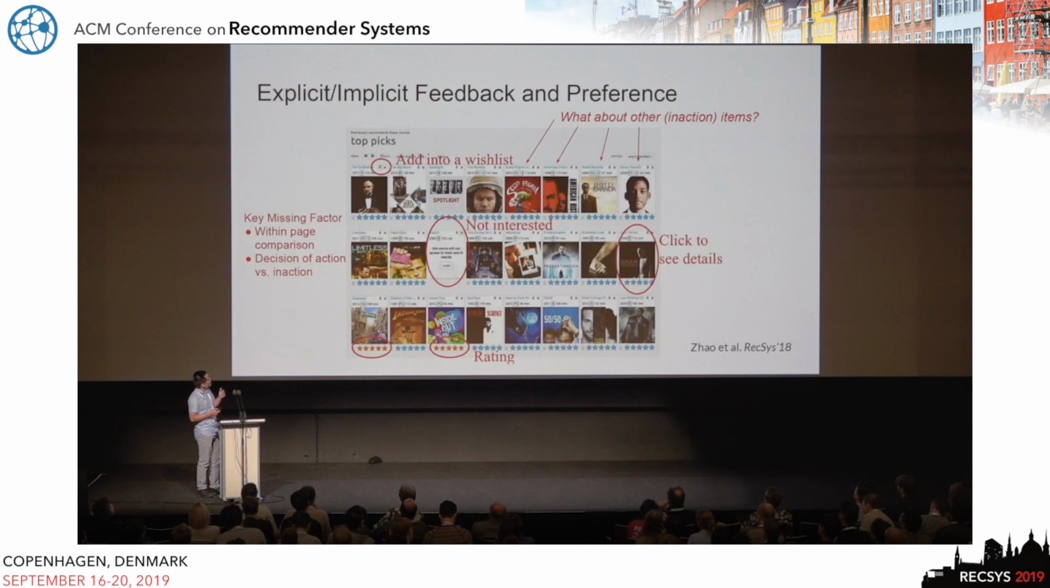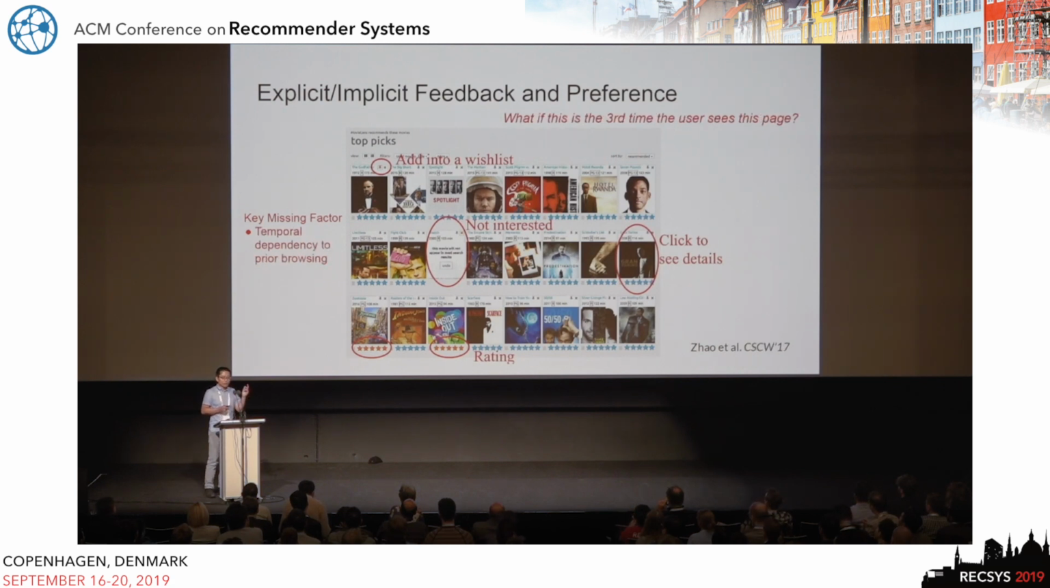So this points to a key under-emphasized modeling factor in the literature, that is, this within-page comparison, the decision of action versus inaction from the user. Secondly, I only show you one page view, but we can imagine that prior to this, there are multiple page views from the user. Hypothetically, these page views will impact the user behavior on this current page. So this points to a second missing modeling factor, that is the temporal dependency on prior browsing.